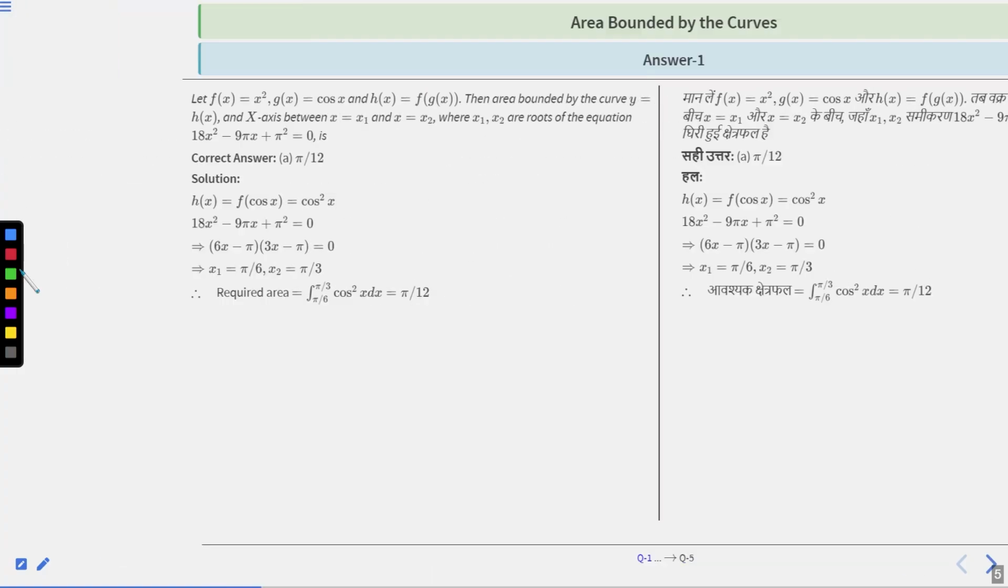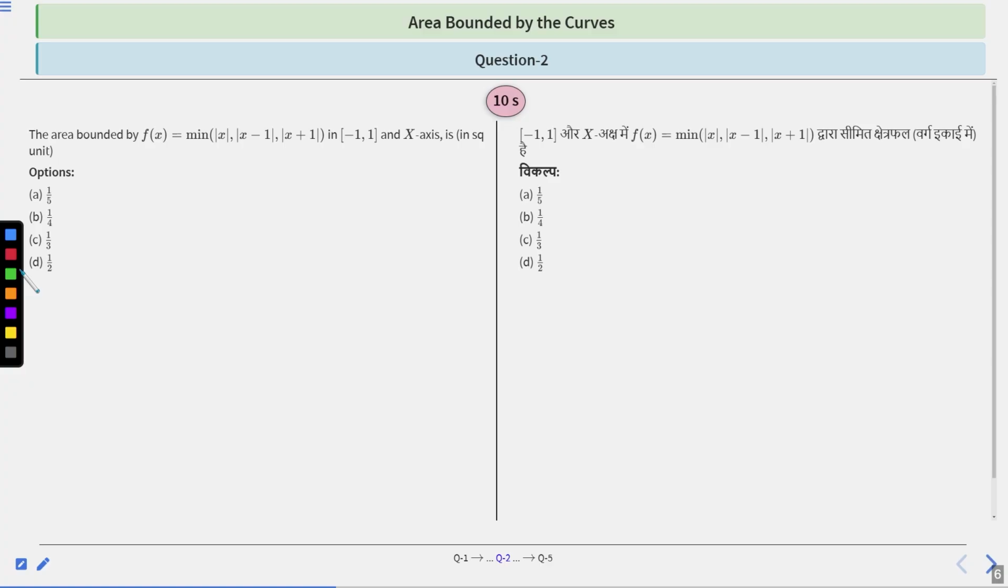Let's move to the next question. Question number 2, which says that the area bounded by f(x) is equal to minimum of mod x minus 1, mod x, mod x plus 1 in the interval minus 1 to 1 and x axis is. So what will be area bounded by the curve? So the hint of this question is we will first try to draw the graph of these three functions, right?